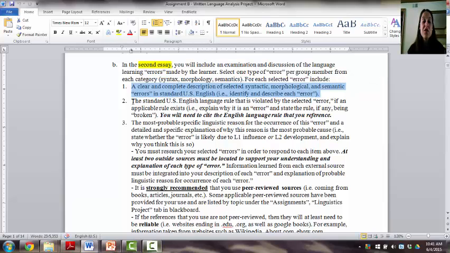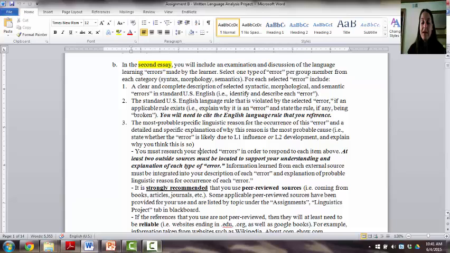The second thing that you have to do is give me the US language rule that is violated by that error. And you can find all of the rules in the Parrot textbook that you bought for class that has all of the possible language rules that could be broken.